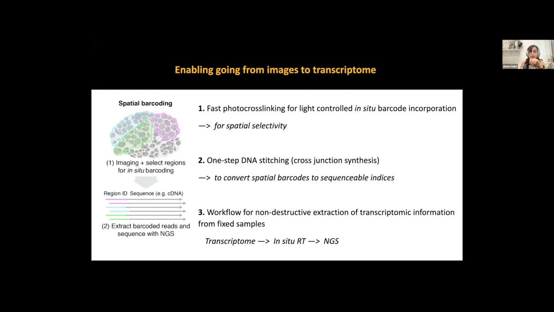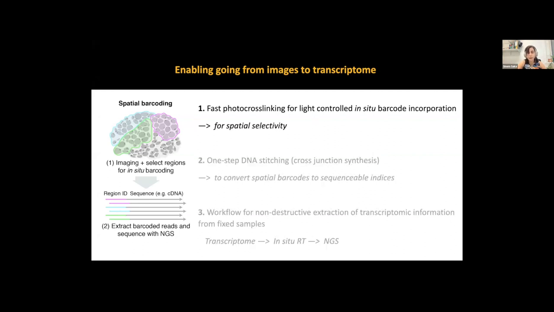The first one of these is the fast photo cross-linking for a light control in situ barcode incorporation. So this is what gives us a spatial selectivity. The second one is a novel one-step DNA stitching reaction, which we call cross-junction synthesis, which helps us to convert spatial barcodes to sequenceable reads or indices. And the third one is the workflow that allows a non-destructive extraction of transcriptomic information from fixed cells, so we can go from transcriptome to NGS without destroying the sample. And I'll go through each of these to explain a little bit how these steps work.